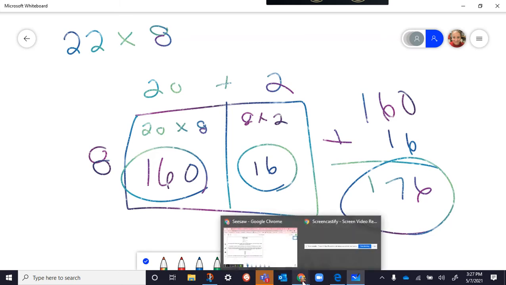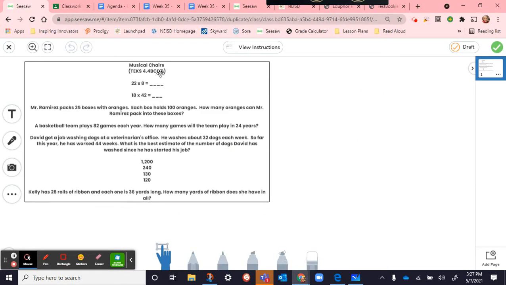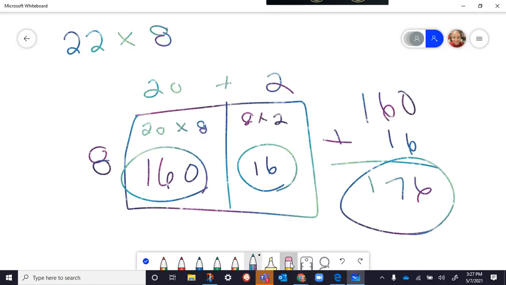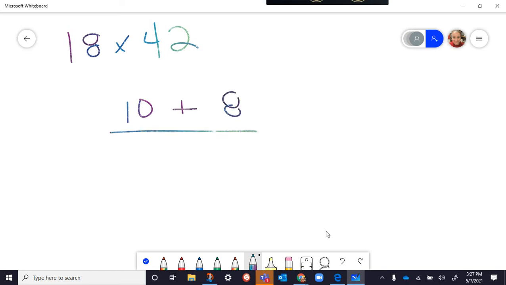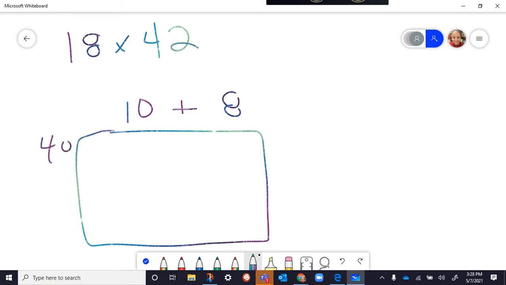Then on this next one, 18 times 42. Now we have two digits that need to be broken down. So I'm going to break down the 18 into 10 plus 8. And then I'm going to make a little bit bigger of a box because I've also got the 40 plus the 2. Make those lines where those plus signs are.